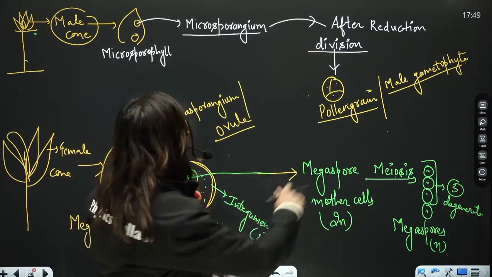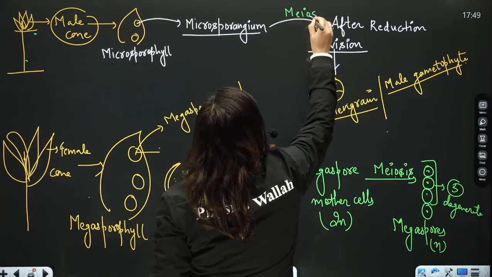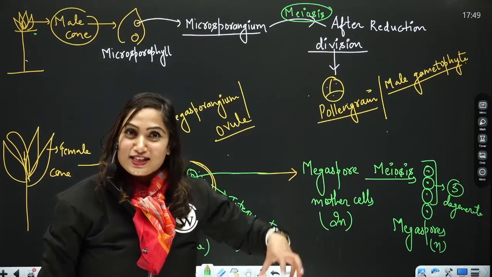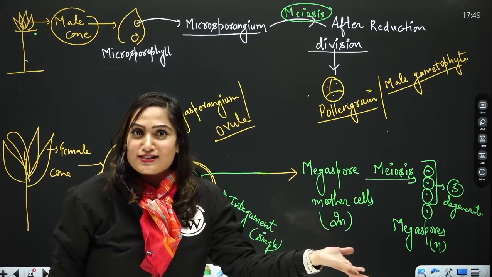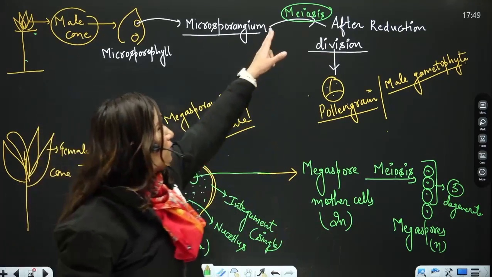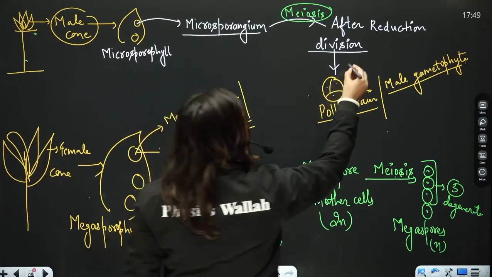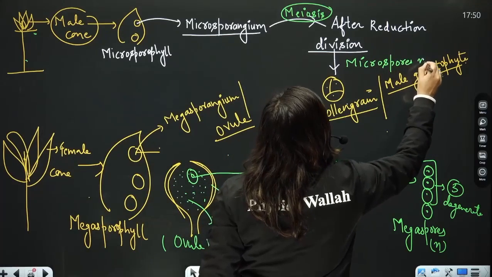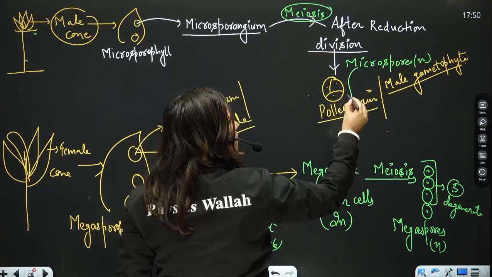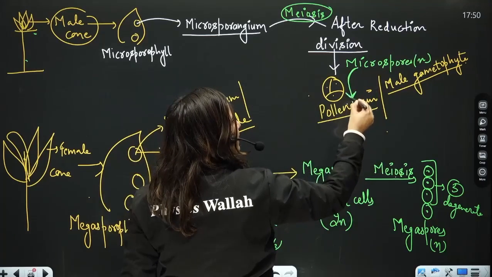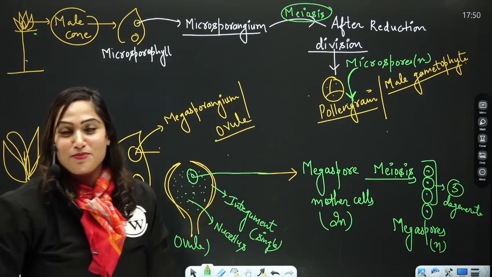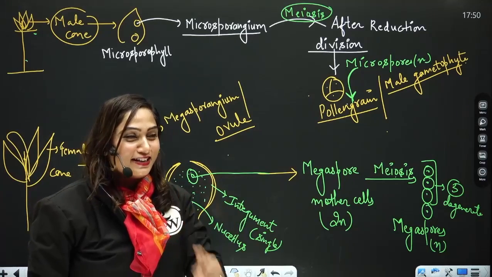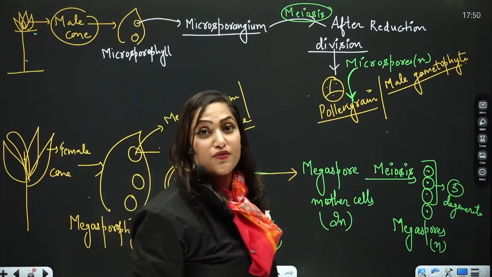Inside the microsporangium, meiosis will occur. We know this, beta, that in the sporophyte, meiosis occurs and leads to the formation of gametophyte. So after meiosis, what will be formed here? After meiosis, microspores will be formed, which will be haploid. And these microspores will form the male gametophyte called pollen grain. So pollen grain is the male gametophyte, highly reduced. Remember the table? Highly reduced, few-celled structure. Clear? Yes.